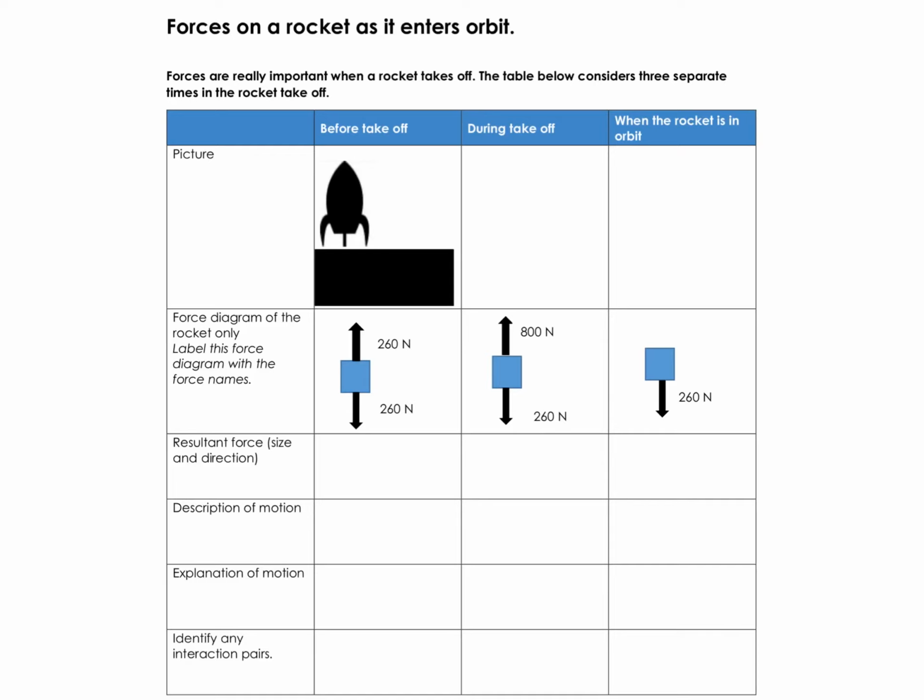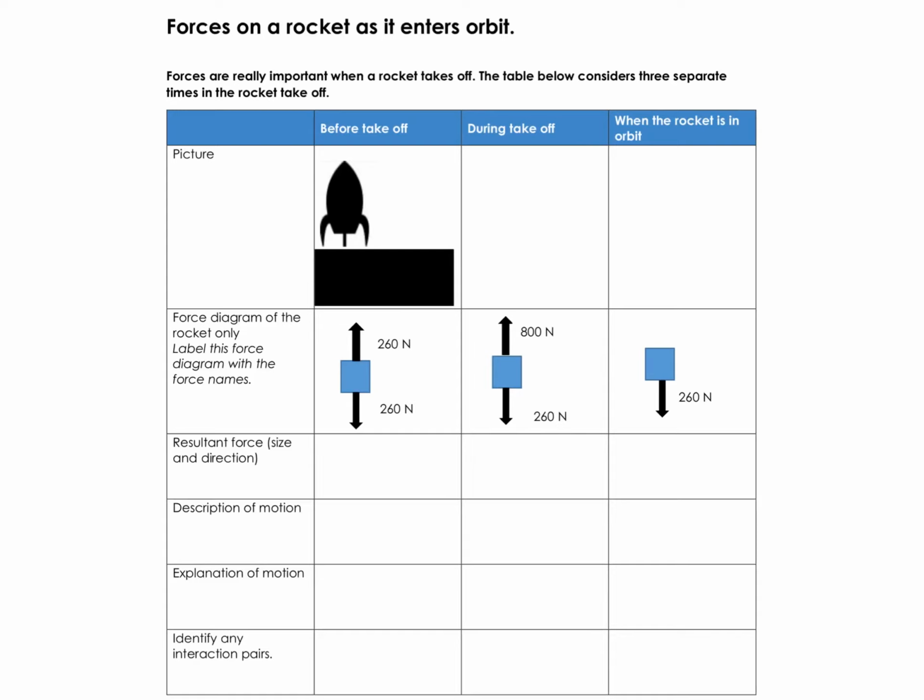So this is during takeoff, and you can see that the forces are now different. There's a bigger force arrow pointing up and less pointing down. So you need to name this force and name this force and write them onto the diagram. And then once the rocket is in orbit, you can see that there's no force upwards, there is only a force downwards, and you need to label that force as well here.